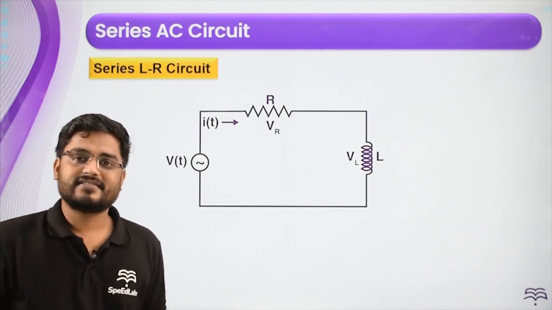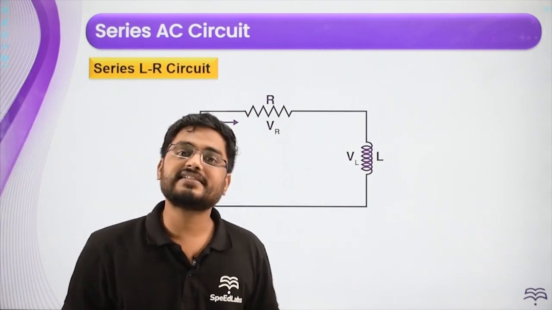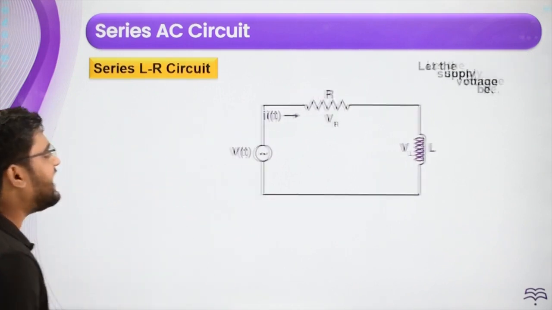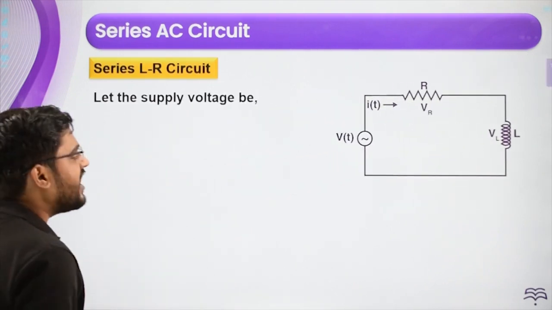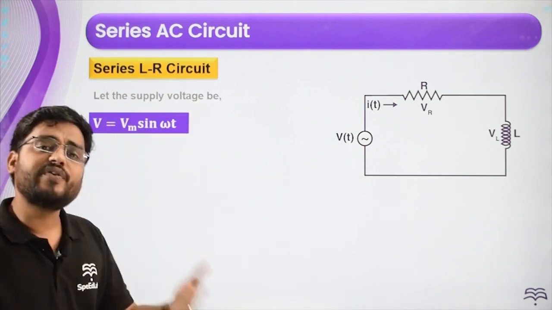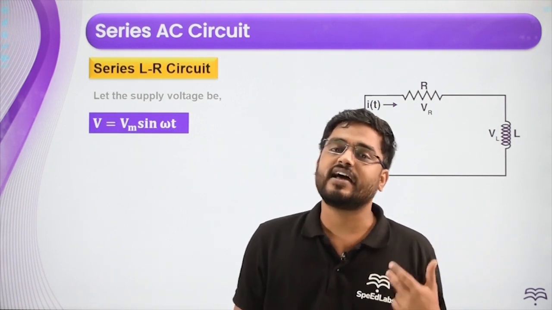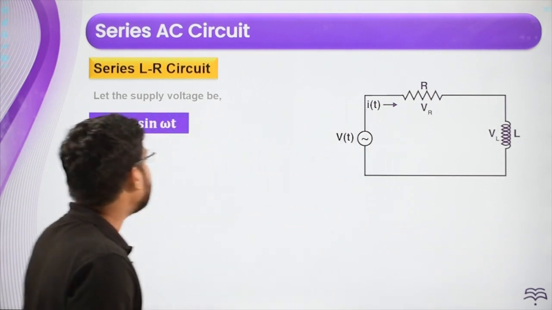Now let us discuss the series AC circuit again, but only L and R are there. The C is absent. So if only L and R are there, again we are applying the same AC voltage Vm sin omega t. Again there are two things which we need to get. One is Im, another is phi. How much will be phi and how much will be Im?